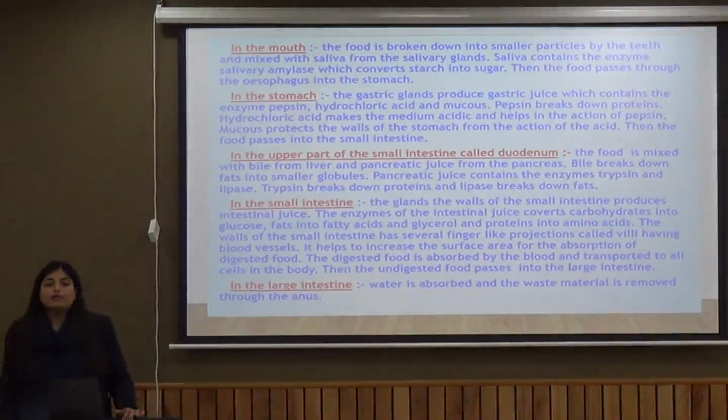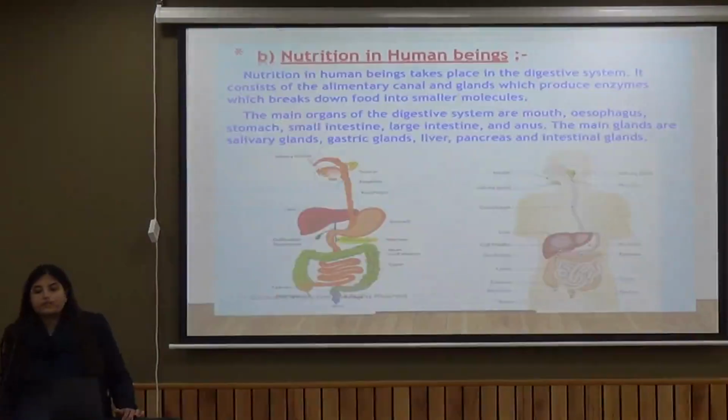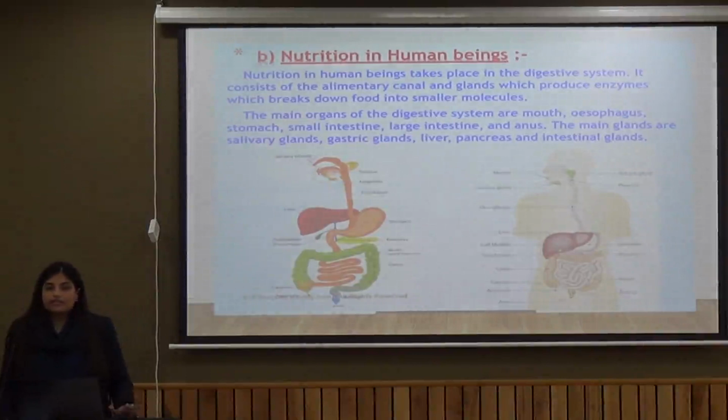Now stomach, remember, is a J-shaped muscular bag. Now look at the stomach over here. It's a muscular bag. It is very elastic, right? And in the internal lining of the stomach you have gastric glands. Now gastric glands release three juices. They release hydrochloric acid, they release pepsin, and they release mucus.